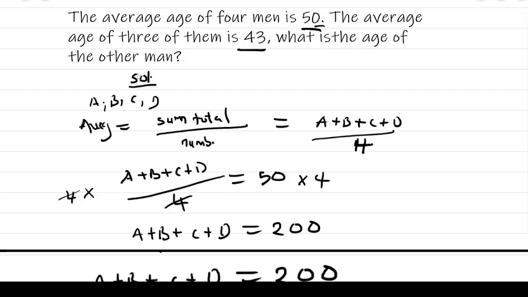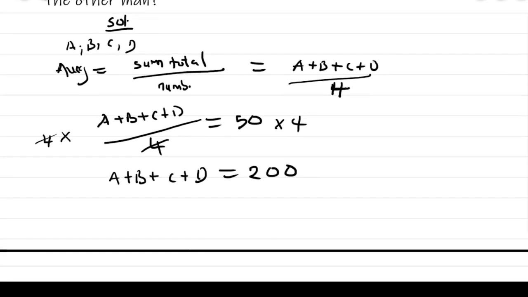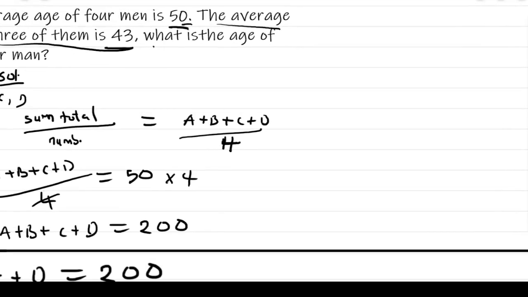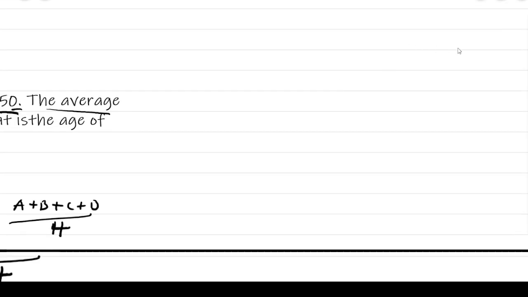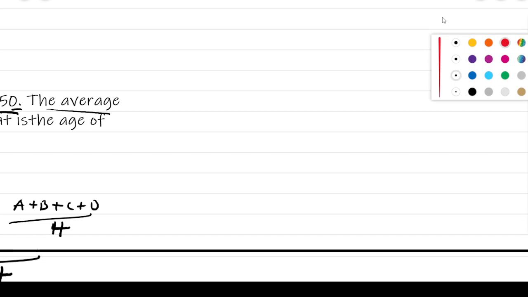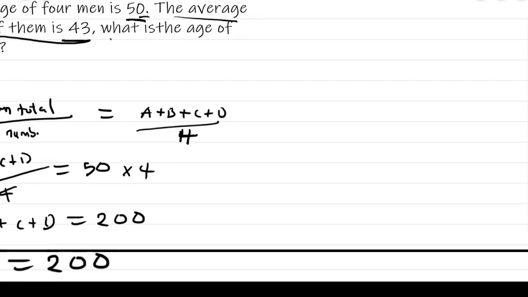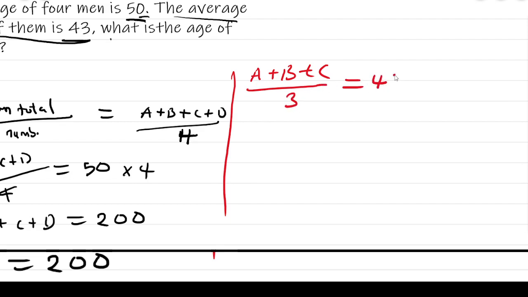But we are told that the average age of 3 of them is 43. So let's keep this information and see what we know. Let's pick 3 of them. I'll pick the ones I like because they say any 3 of them. You can pick A, B, and D, or B, C, and D. I'll pick A, B, and C. So A plus B plus C, the average age is equal to 43. That is what we are told of any 3 of them.